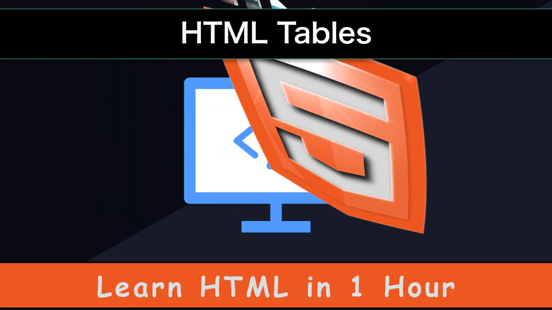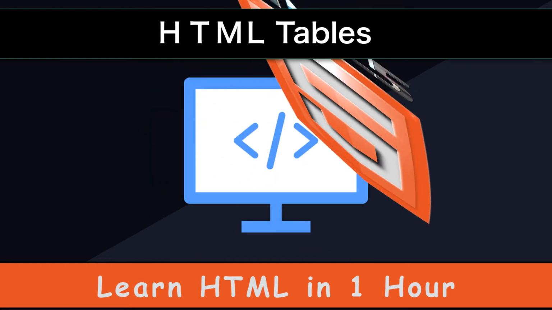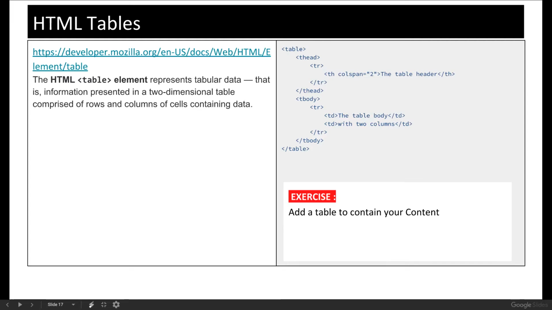HTML tables allow us a way to present tabular data in a two-dimensional table, having various rows and then columns within those rows containing content. And there's also even more structure where we can have a THEAD for the table head and then a TBODY for the table body.